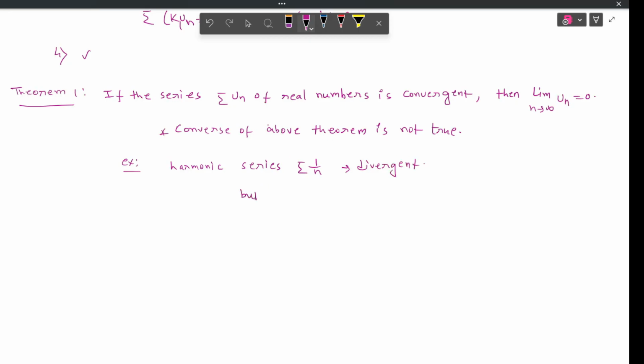But if you take limit n tends to infinity, 1 by n, 1 by infinity is 0. So limiting value is 0, but it is divergent. But the theorem is if summation u of n of real numbers is convergent, then limiting value will be 0. But you cannot say the reverse. If limiting value is 0, then it will be convergent. You cannot say that.